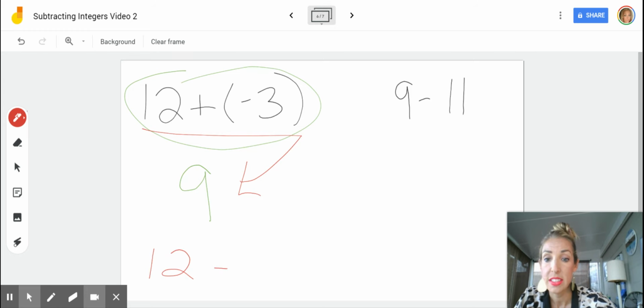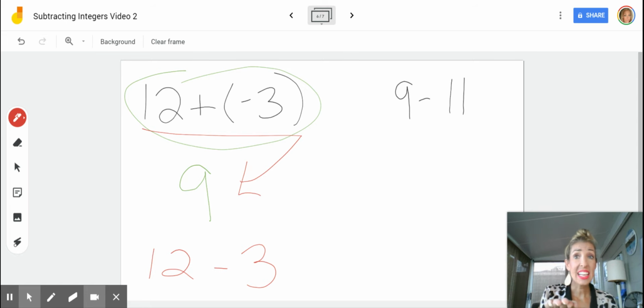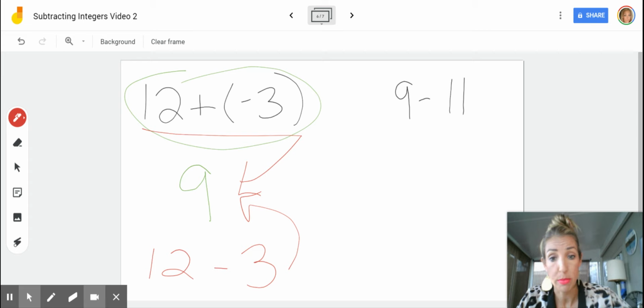We can rewrite it like this. So 12 plus -3, adding negatives to our life is a bad thing. Same thing as subtracting positives to our life. That's a bad thing. So 12 plus -3, mathematically, is the same thing as 12 minus 3. I get 9 no matter what.